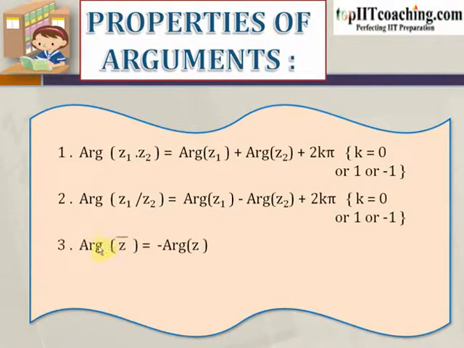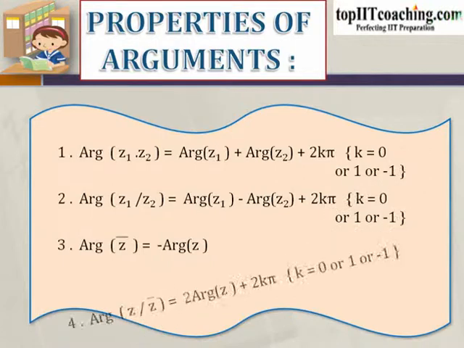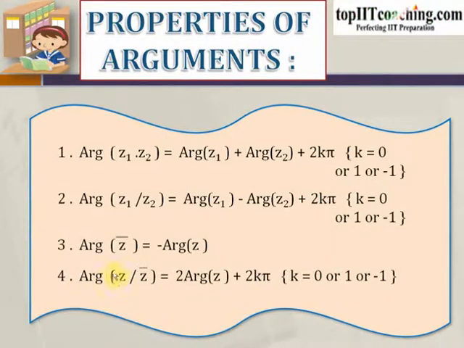The third is: argument of z conjugate is equal to minus of argument of z. So if z bar represents the conjugate of a complex number z, then the argument of z conjugate is equal to minus of argument of z. The fourth is: argument of z by z conjugate is equal to 2 times argument of z plus 2k pi, where k is equal to 0, 1 or minus 1.